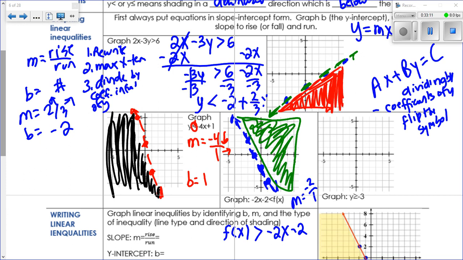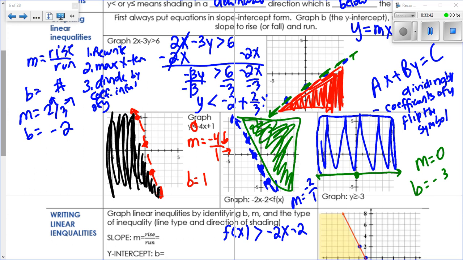Now last one, y is greater than or equal to -3. My slope, when there's no number there, is 0. That means I'm going to be going left to right. This is a horizontal line. My y-intercept is -3, so I'm going to find -3. Horizontal line going through where y equals -3. It's equal to, so I can make a solid line. All the y values are greater than this line, so I shade above the line. Okay?